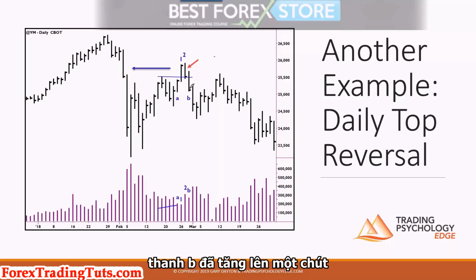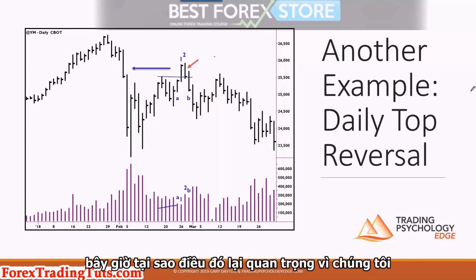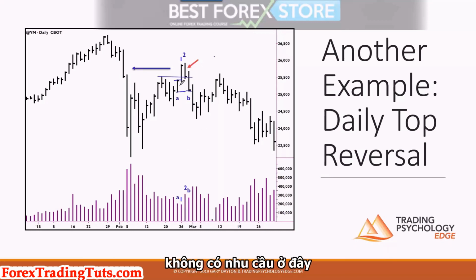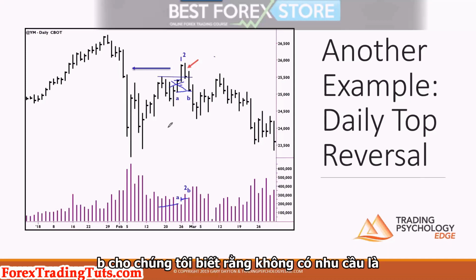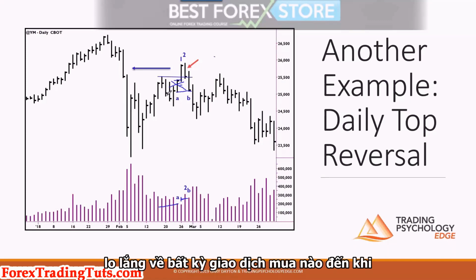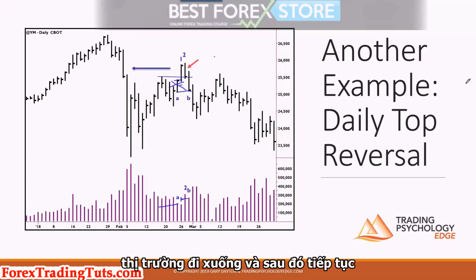Bar B has a little bit of increased volume, not over bar 2, but over bar A. Now, why is that important? Because we're back in the area of bar A. We saw no demand here coming up, and now we have supply coming down. So this B tells us that the no demand is actually correct, and that we don't have to worry about any buying coming in when the market comes down and then continues to go lower. Any questions on that?